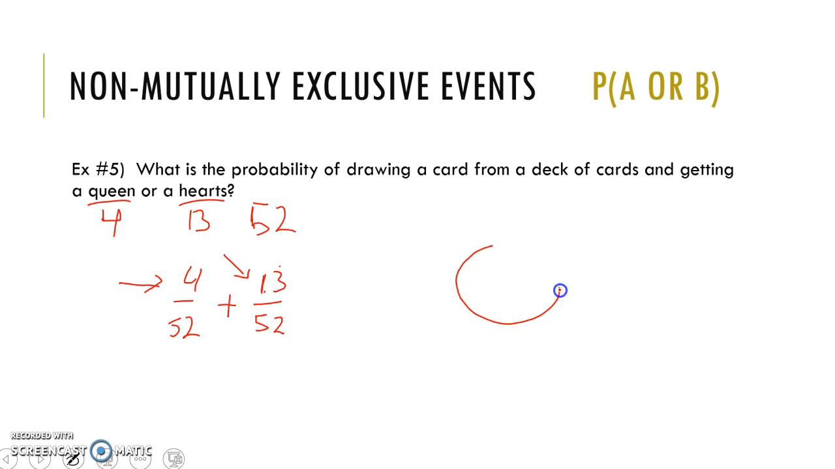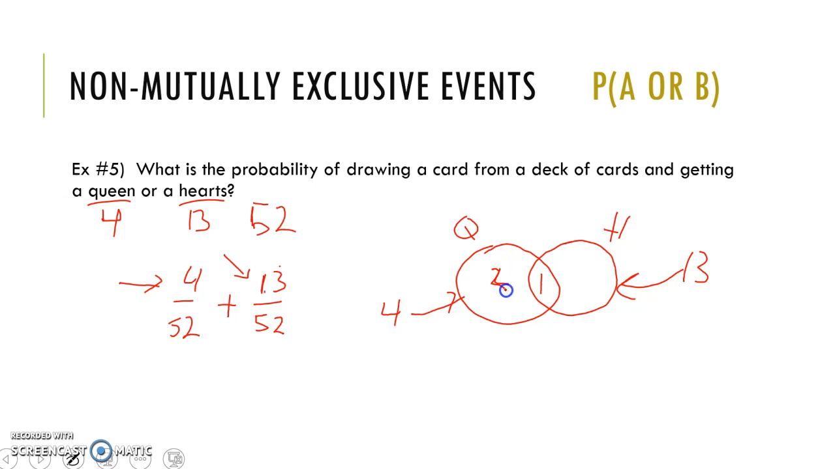In other words, if I drew a Venn diagram of this, all of these are queens. We know there are 4 queens altogether, 4 queens in this circle. And if this is all the hearts, we know that there are 13 hearts in this circle. But there's one that is in both circles. That's the Queen of Hearts, which means that there's going to be 3 here, and there's going to be 12 hearts that are not the queen. And if I add those together, 3 plus 1 is 4, and 4 plus the 12, that's 16 cards out of the 52.